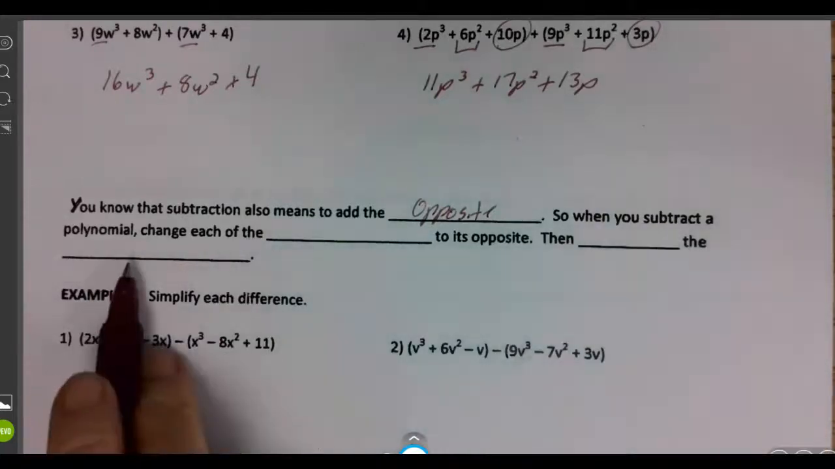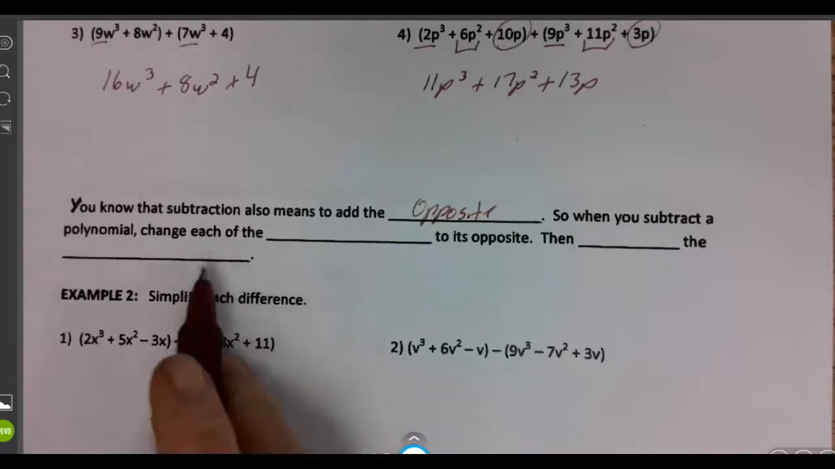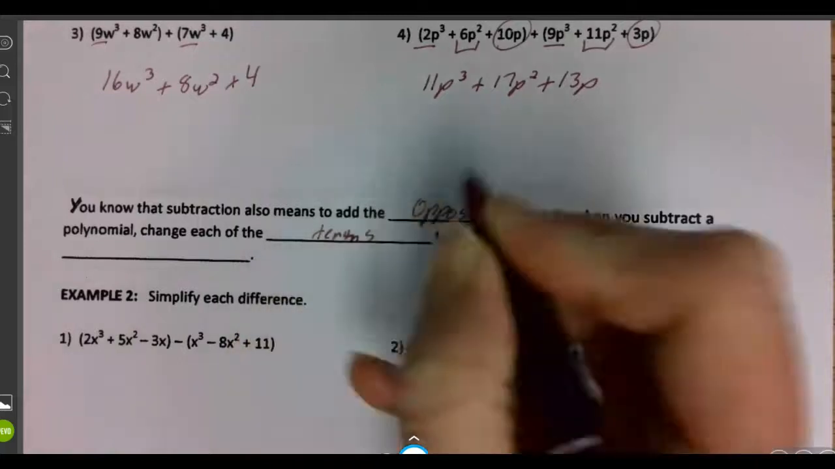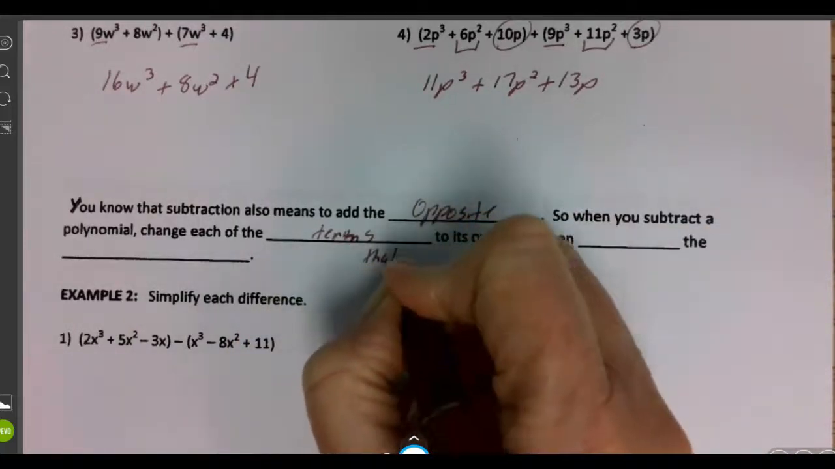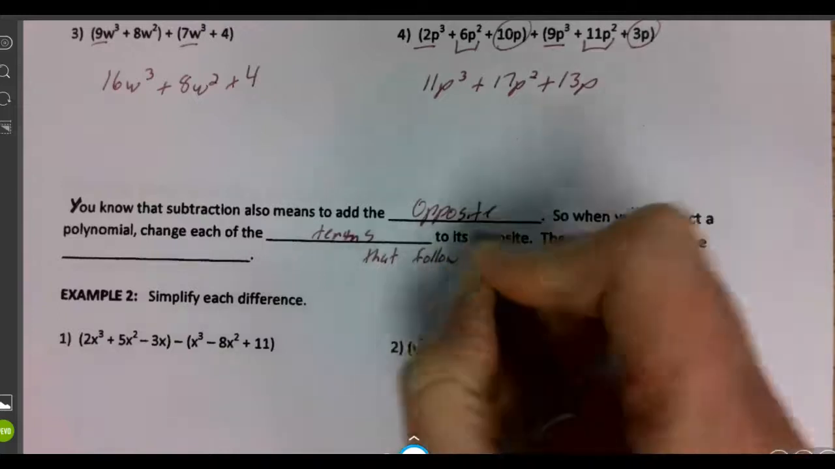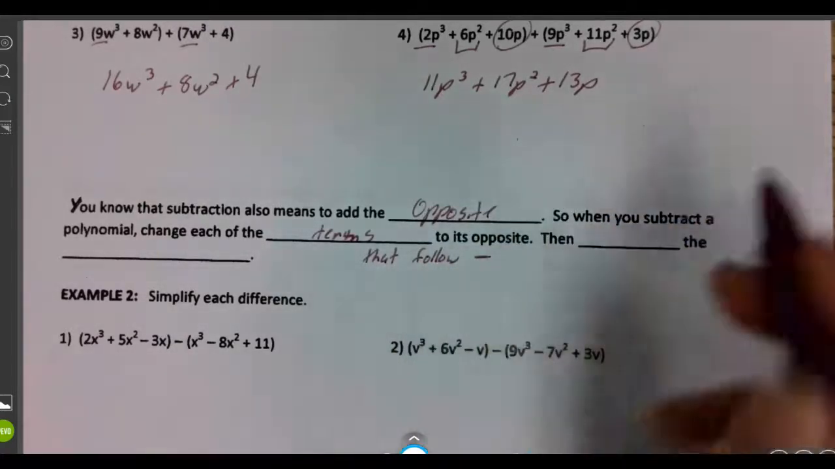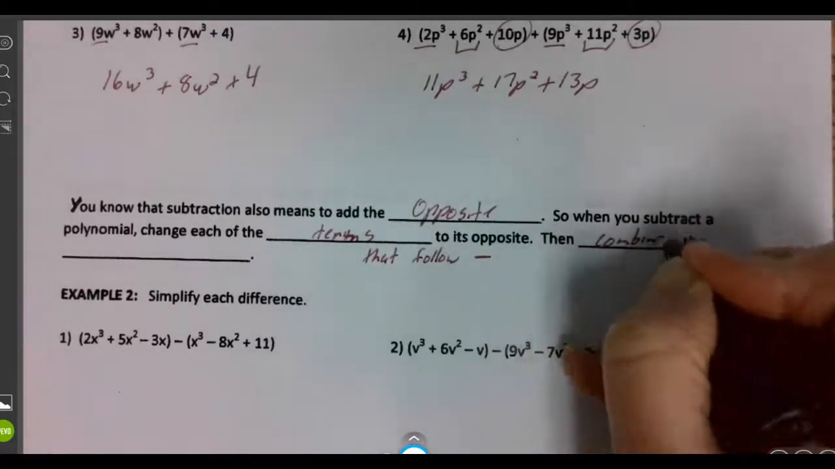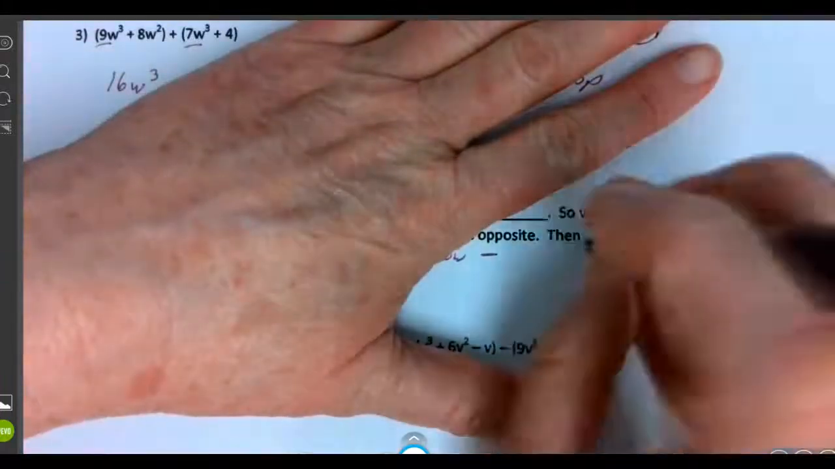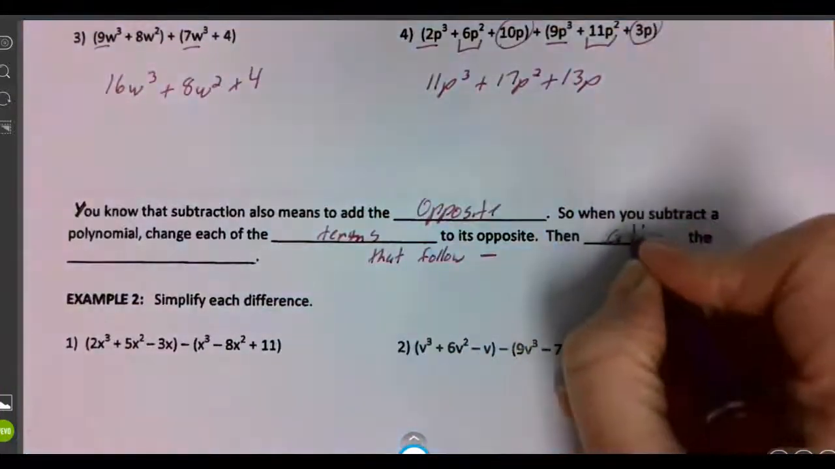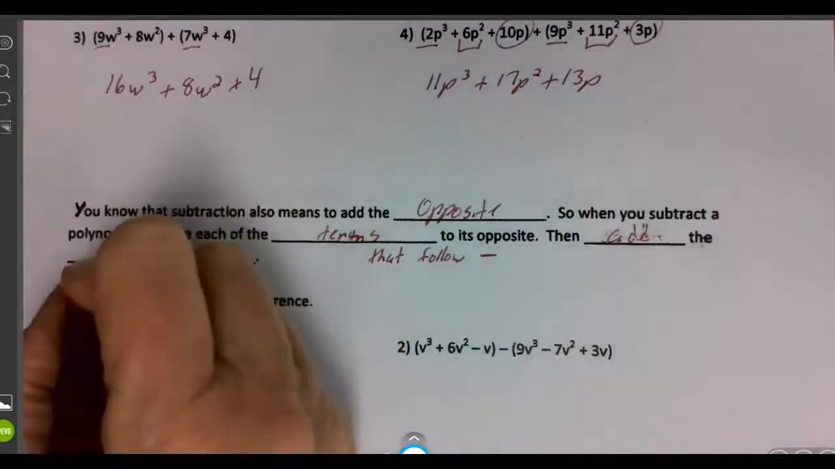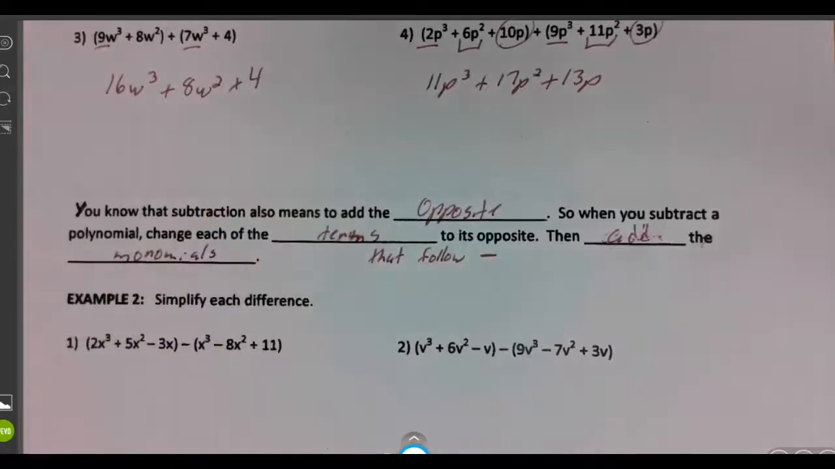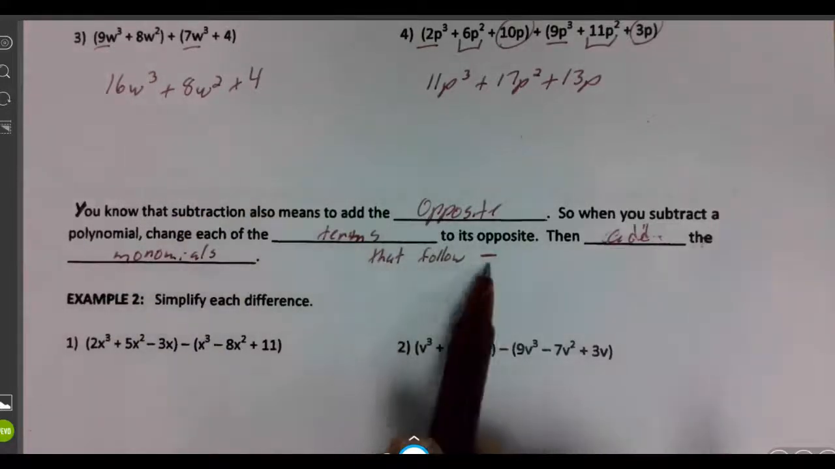So when you subtract a polynomial, this is one option you can do, is change each of the terms that follow the minus sign to its opposite. Then you just combine like terms. Oh, I'm supposed to say add the variables. Whoops, sorry about that. Then add the like terms, the monomials, which is just combining like terms. Okay? So it has to be the terms that follow the minus sign.